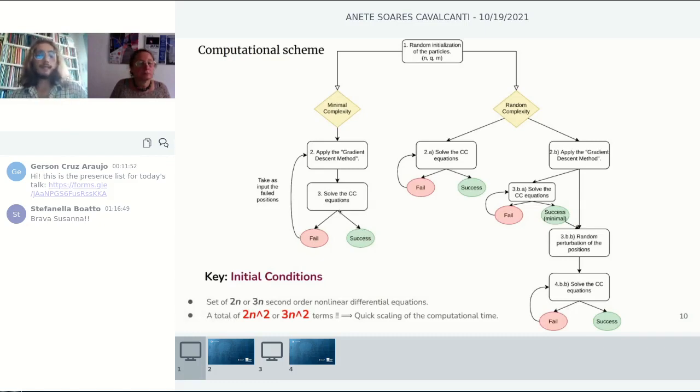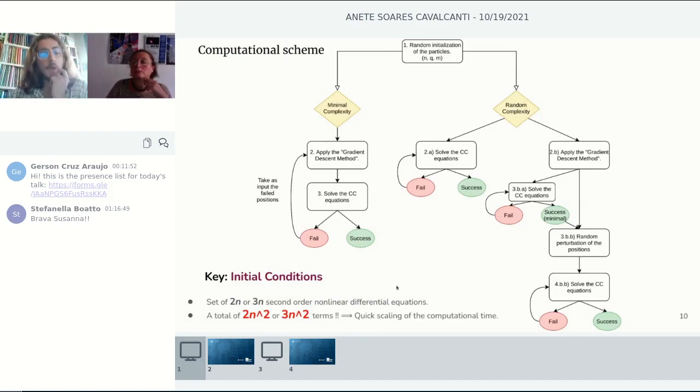One of the main challenges of this problem is that we have a set of 2n or 3n second order nonlinear differential equations, so it scales quite quickly as we increase the number of bodies. And one of the main computational tasks is that the total number of terms is quite high. It is proportional to n squared. So we need to design some tools in order to avoid this problem.